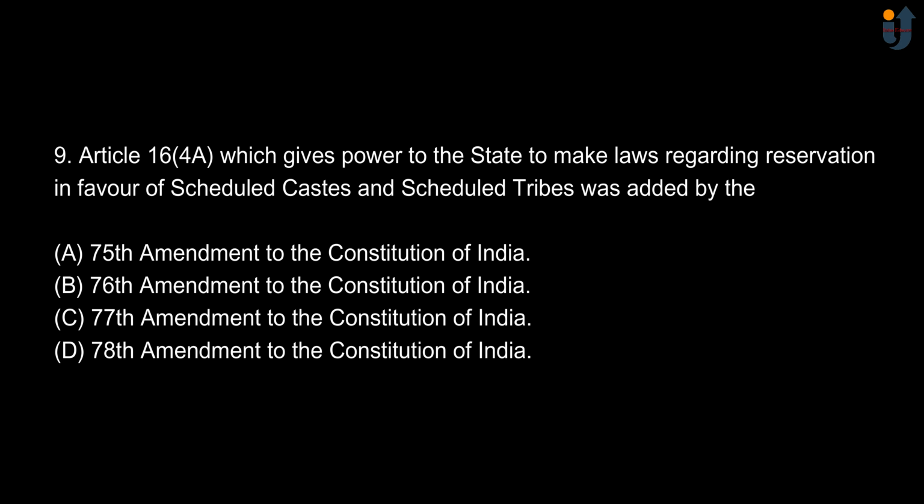Next. Article 16 of 4A, which gives power to the state to make laws regarding reservation in favor of scheduled caste and scheduled tribes, was added by the option A, 75th Amendment to the Constitution of India, option B, 76th Amendment to the Constitution of India, option C, 77th Amendment to the Constitution of India, and option D, 78th Amendment to the Constitution of India. The correct option is option C, 77th Amendment to the Constitution of India.